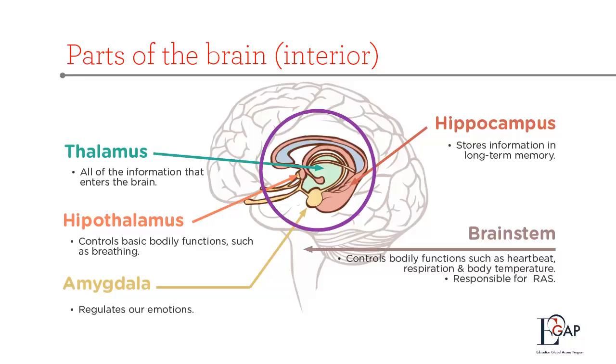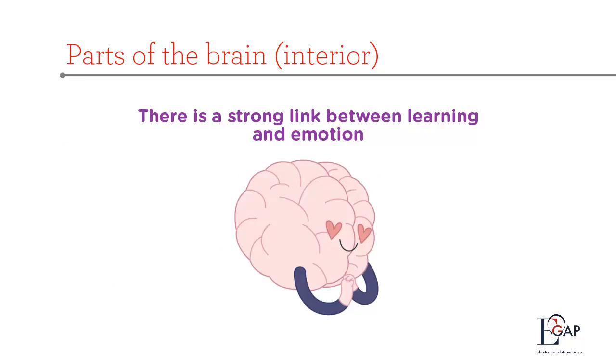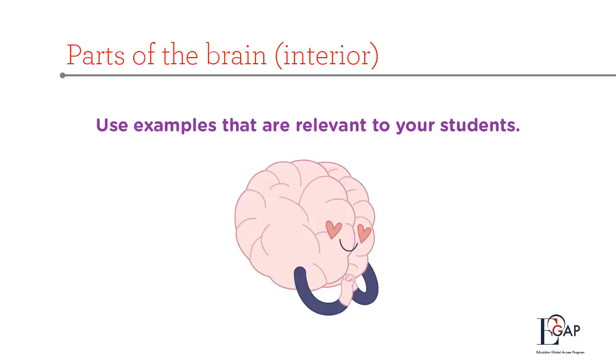Something that's very interesting to note is that the two structures in the brain primarily responsible for long-term remembering are located in the emotional area of the brain. This means that there is a very strong link between learning and emotion. And as teachers, we should try to help students remember things by connecting them emotionally to the material we teach them. This can include using examples that are relevant to them, having them role-play a certain scenario, or use music or art to illustrate a certain concept. You'll learn more strategies for helping students create an emotional connection later on.